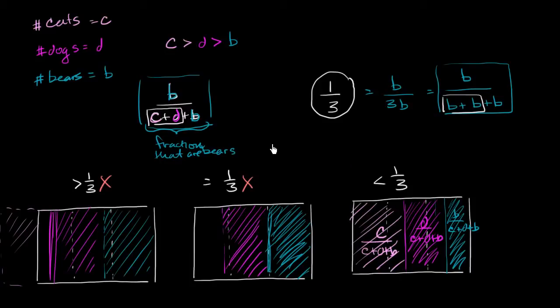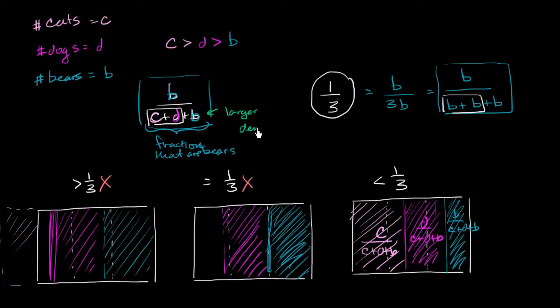Now, we have to ask ourselves a question. What is larger? Is c plus d larger than b plus b? And I encourage you to pause and think about that for a second. Well, yes. We already see right over here, it was given to us that c is greater than d that is greater than b. So both c and d are greater than b. So c plus d is definitely going to be greater than b plus b. So this denominator right over here is greater. So this has a larger denominator.